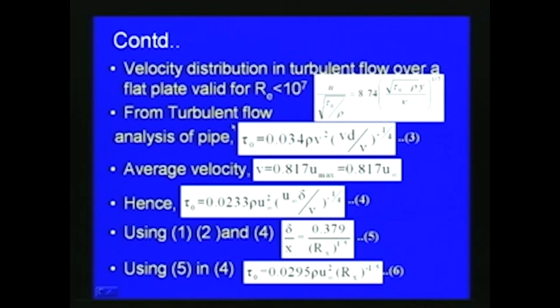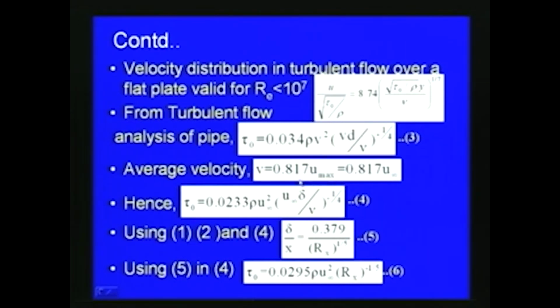And also, with respect to the Blasius analysis and using the momentum integral equation, for turbulent flow in pipes it is shown that τ0 is equal to 0.034 ρ V² (Vd/ν) to the power minus 1/4, as given in equation number 3. The average velocity for pipe flow we can show is V equal to 0.817 times the maximum velocity u_max. Here the maximum velocity is the free stream velocity, so that is equal to 0.817 u∞.